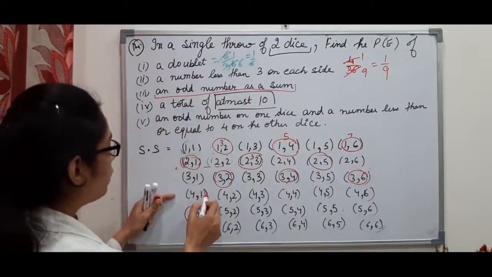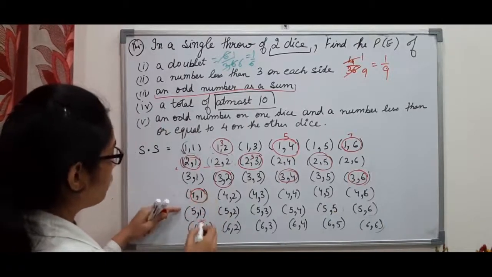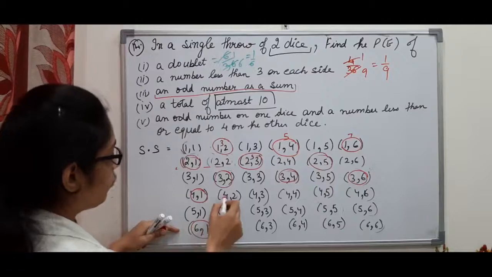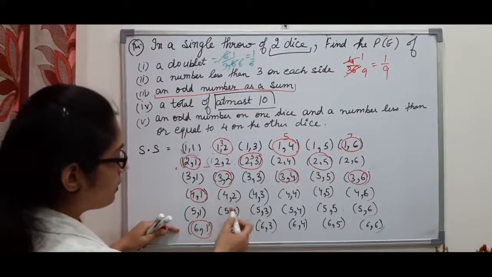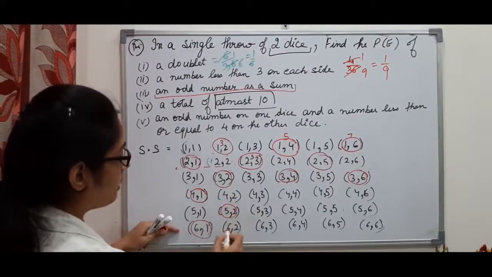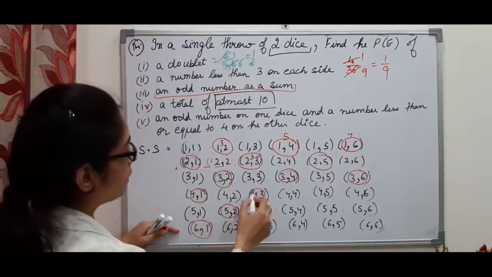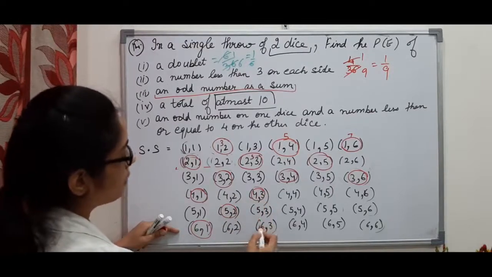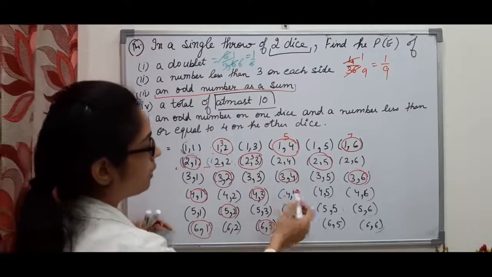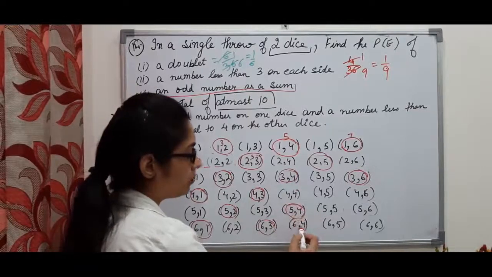4 plus 1, 5. 5 plus 1, 6. 6 plus 1, 7. 4 plus 2, 6. 5 plus 2, 7. 6 plus 2, 8. 4 plus 3, 7. 5 plus 3, 8. 6 plus 3, 9. 4 plus 4, 8, 5 plus 4, 9, 6 plus 4, 10.